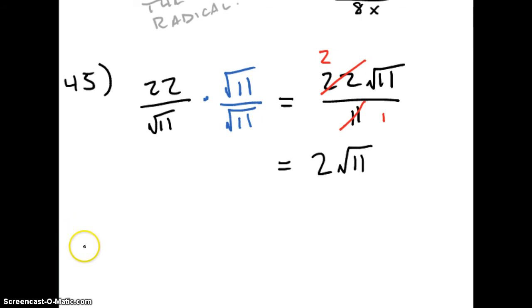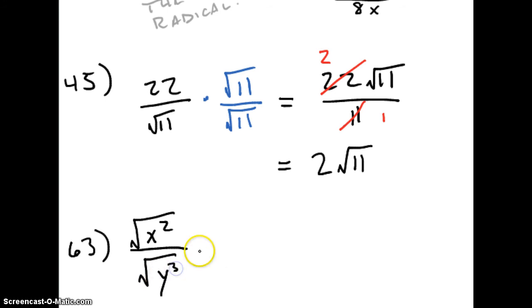The next one we're going to do is number 63. It's the square root of x squared over the square root of y to the third power. And I'm not going to rationalize this yet. That'll come later on. What I should do is simplify it before I rationalize. It's going to make my job a little bit easier.